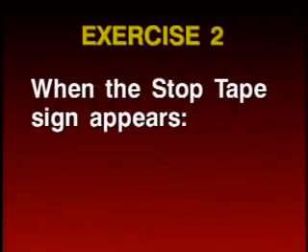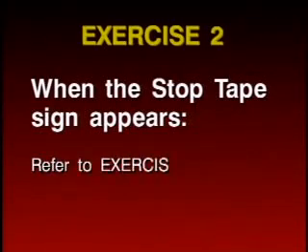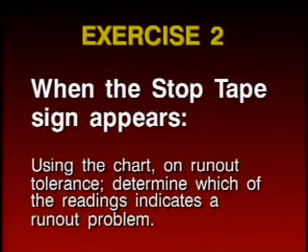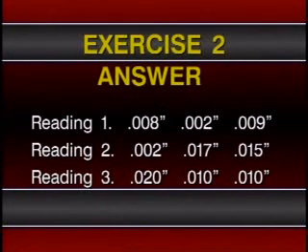In a few moments, the stop tape sign will appear. Refer to exercise number 2 in your review booklet regarding runout. Use the chart on runout tolerance to determine which of the runout readings indicates a runout problem. On this exercise, the readings which indicate a runout problem are number 2 and number 3.